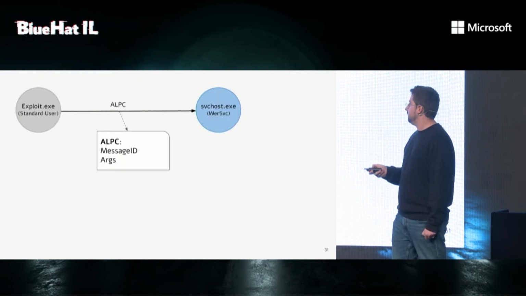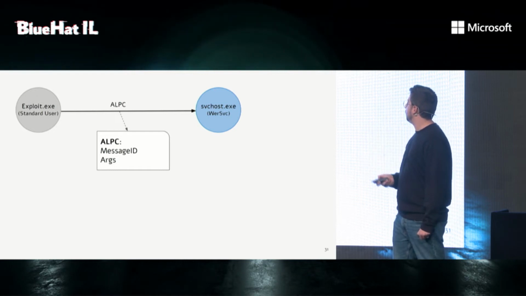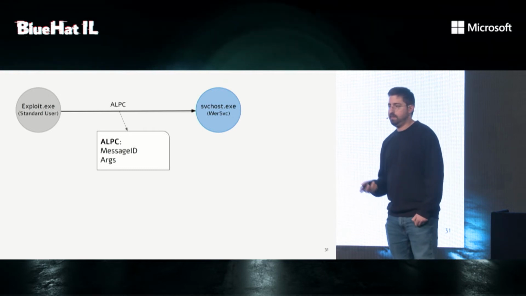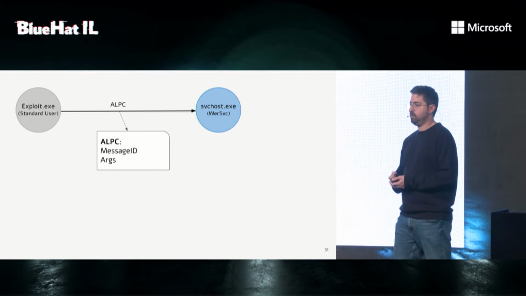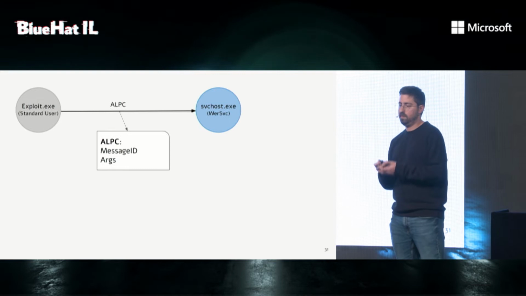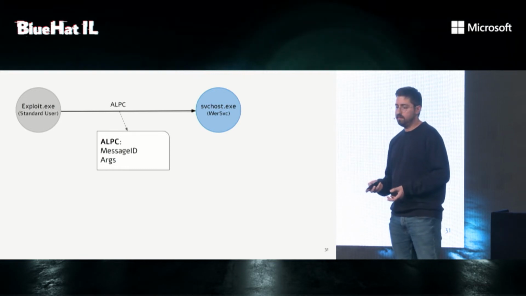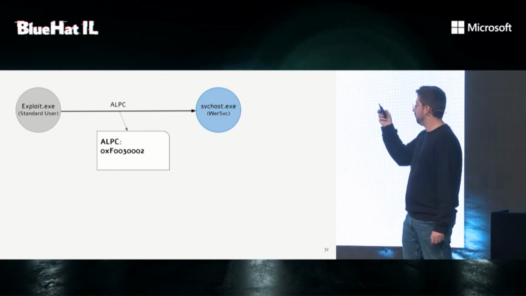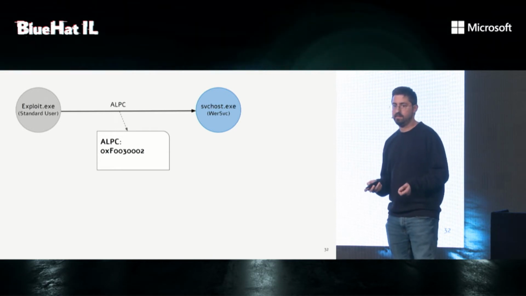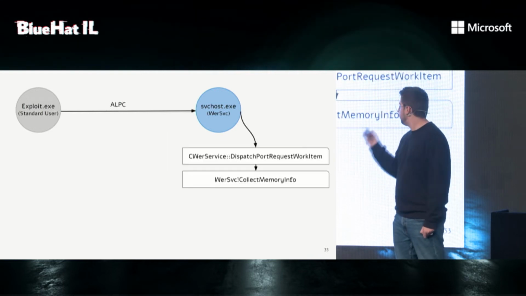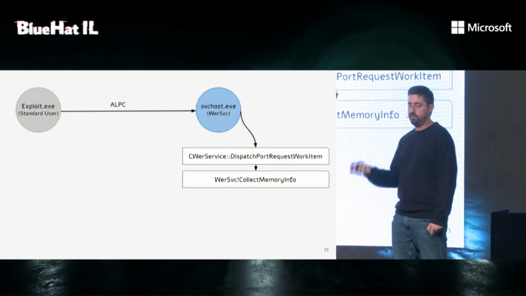From a process running as a standard user, we can communicate to WerSvc using ALPC. WerSvc uses raw ALPC, it doesn't use RPC, which is a serialization layer on top of ALPC. So I had to reverse engineer its protocol, but this is not really important because the message you have to send is very, very simple in this case. It simply starts with this message code. And what it will do, it will trigger the CollectMemoryInfo function in WerSvc.